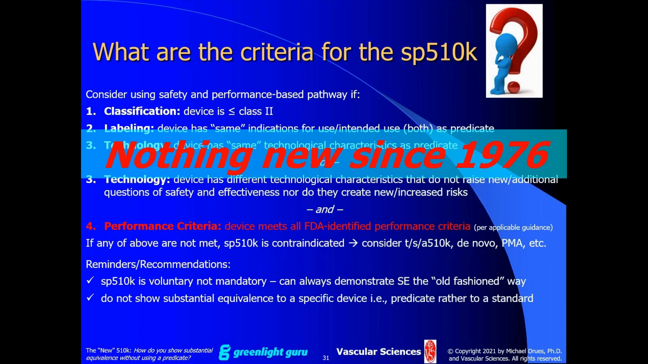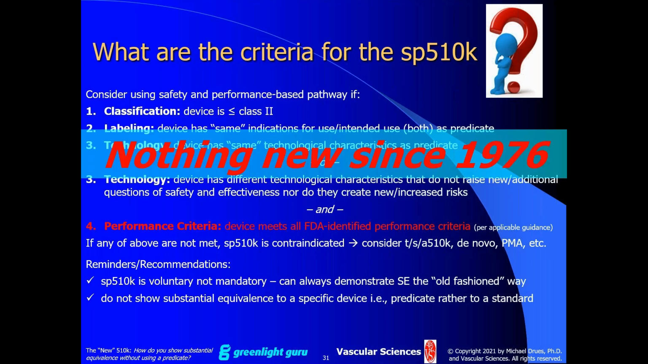Another thing to keep in mind is, as we'll talk about in more detail in the coming minutes, you do not have to show in the SP 510K substantial equivalence to a specific device, in other words, to a predicate. Instead, you show it to a standard, a guidance, or something like that. And here's the logic. If you show your device is substantially equivalent to a standard, in other words, it meets the standard, and all other devices in that particular product code also conform to that standard, then it stands to reason that your device, this is the regulatory logic, is substantially equivalent to those other devices.